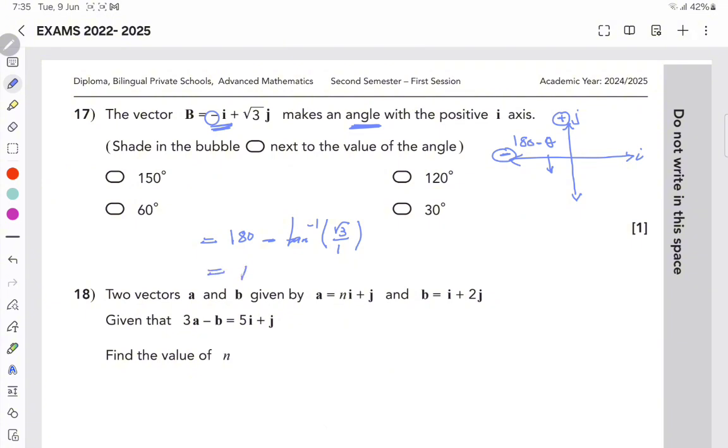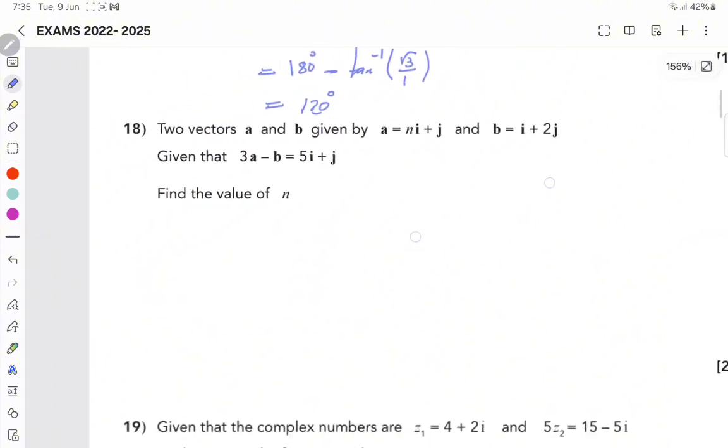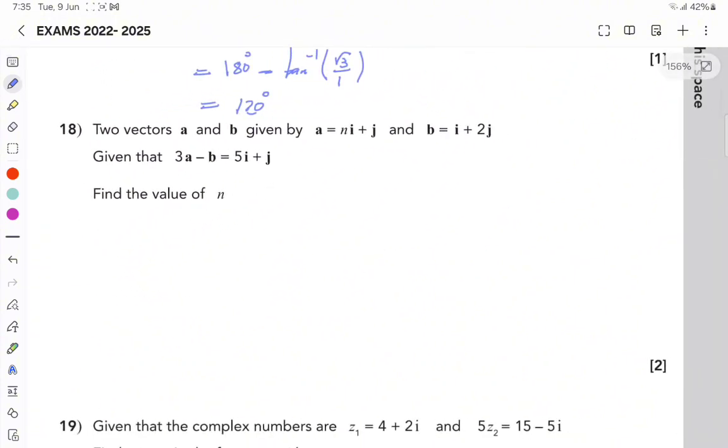So the answer, it will be 120 degrees. So I have it here. So we are going now to the next question. He said 2 vectors a and b are given by.